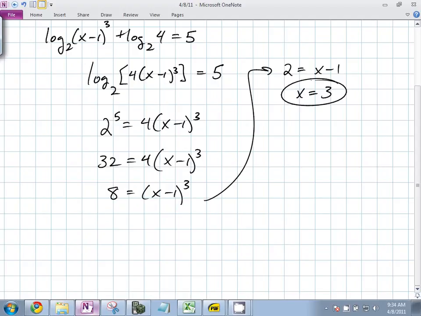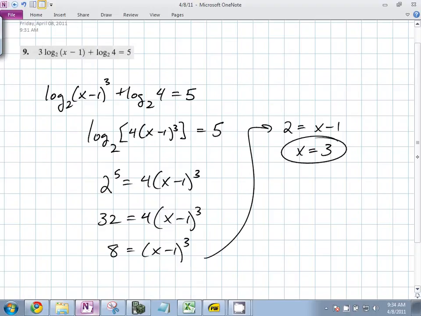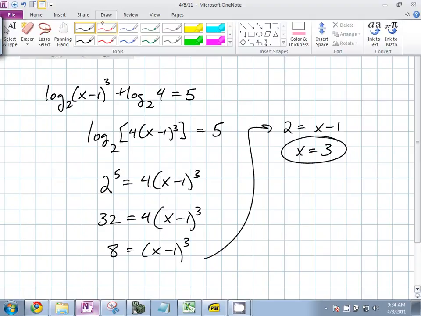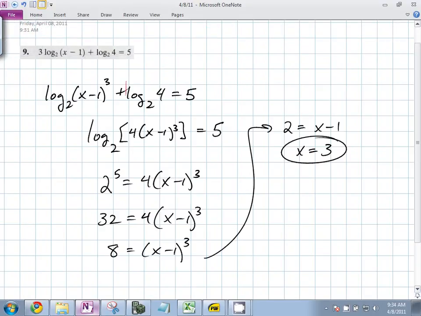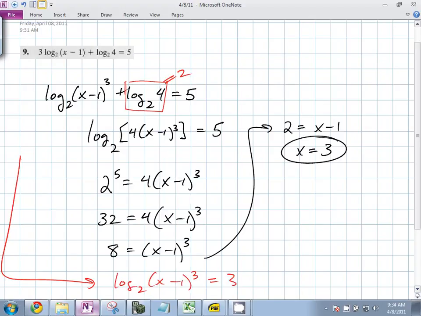Absolutely. Can someone tell me, just by looking at the original question, what's one thing you can notice that'll help you out a great deal? They are at the same base. They are the same base, so that's helpful. Can someone tell me log base 2 of 4, what is that? That is 2. So this immediately becomes log base 2 of x minus 1 cubed equals 3.